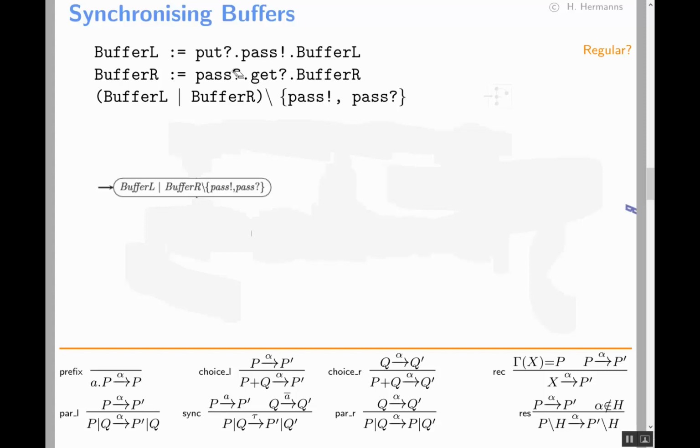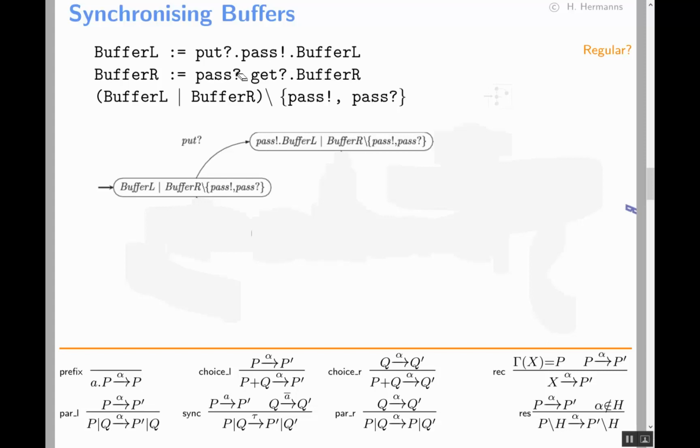The right buffer cannot do anything, but the left buffer can do put. Why not? So you will basically see that in order to understand this behavior, you will have to look up with the restriction rule some action that is not of this type. Then with the parallel left rule, you will go into this one. And then with the recursion rule, you will go here. And then with the prefix rule, you will find the put. And that will allow you to derive that put goes to that expression. And well, here now there's a pass exclamation mark. Buffer R has a pass question mark.